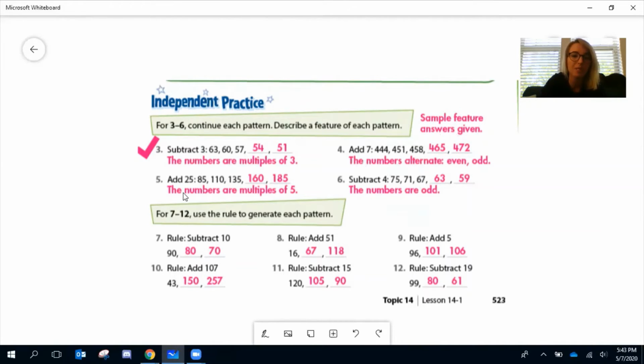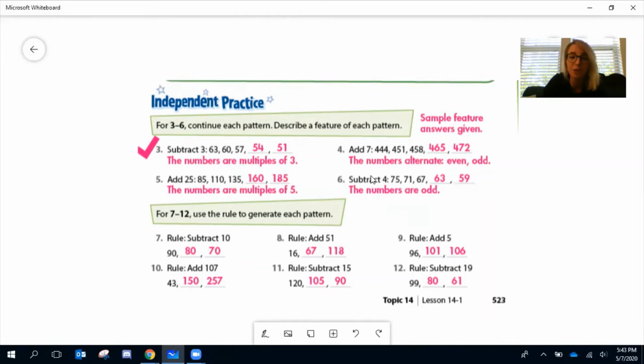Number 5, the rule is add 25. So we have 85, 110, 135. 135 plus 25 is 160, and 160 plus 25 is 185. And a feature of this pattern is that the numbers are multiples of 5. You could also say these ones alternate between even and odd. They go from 5 to 0, 5, 0, 5, 0, 5.